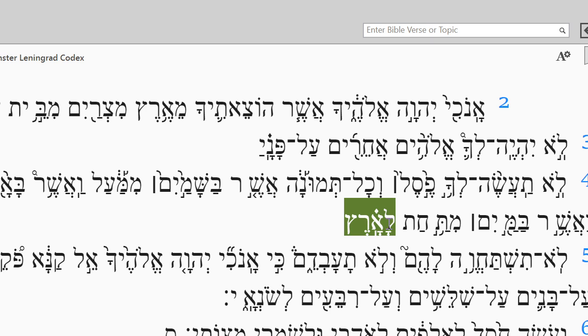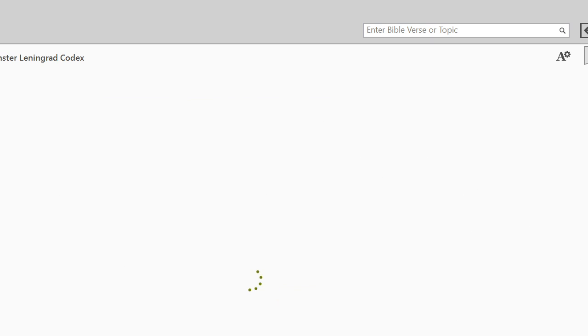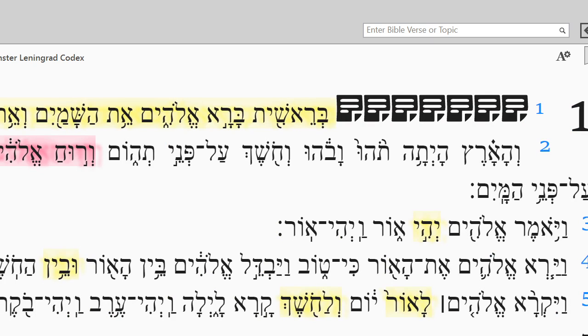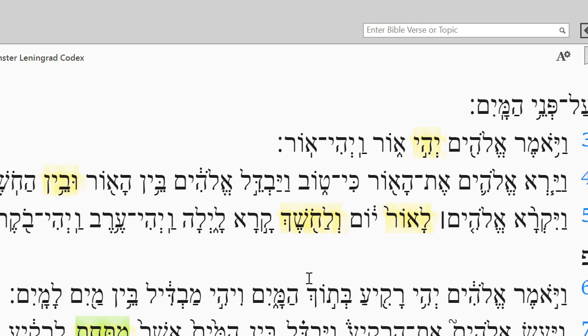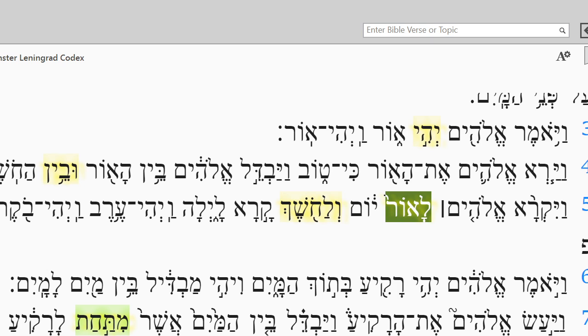Now there are other examples where la is translated as the. One example, I'll go to it real quick. In the book of Genesis, the first chapter, we see this word here, la awar. La awar literally means to the light or for the light, but again, la in this case is being translated as the. So the light.